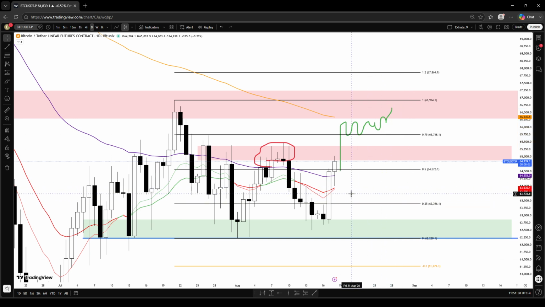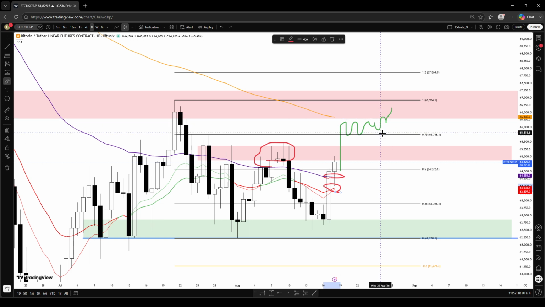And to be honest, if we want to have something like this, we shouldn't be losing the 0.5 Fibonacci level. That's as a starter, let alone the 50 daily EMA and the bands. So if you have any pullback, we should pull back into the 50 EMA and get supported. We shouldn't lose 64K if we're going to continue higher like this.